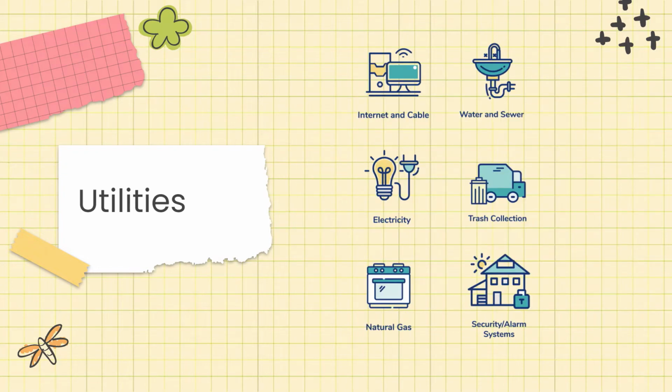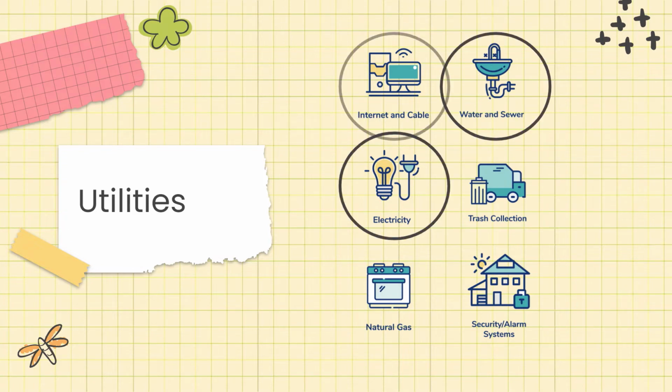Next is utilities. These are paid on a monthly basis. It includes electricity, water, telephone, and home cable bills. You have to get the average of all these so you can allocate a fixed amount monthly.